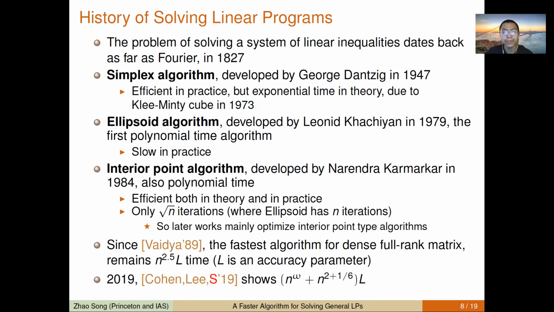Two years ago, in a joint work with Cohen and Lee, we showed how to solve linear programs in n^omega + n^(2+1/6) time. However, it's unclear whether the 1/6 is necessary. And in today's talk, I will present a result which improves this 1/6.